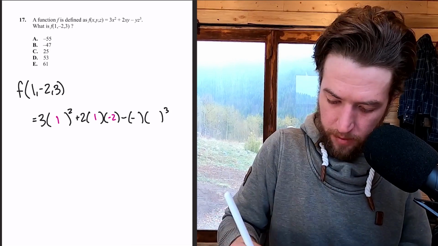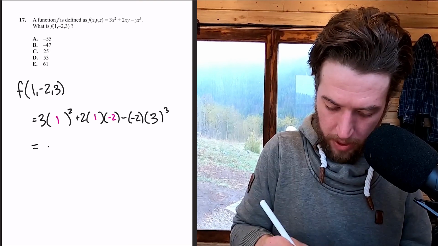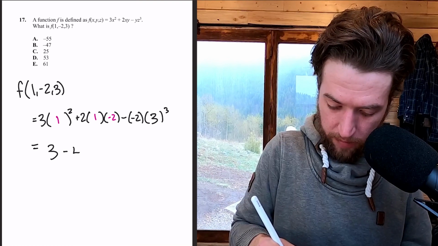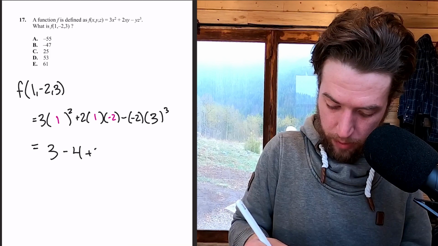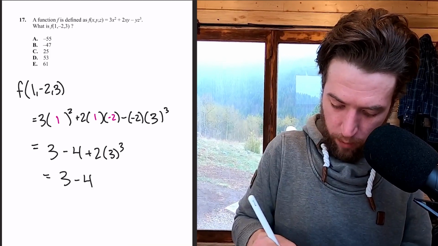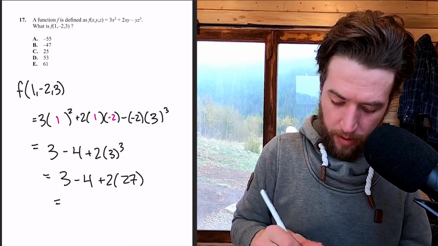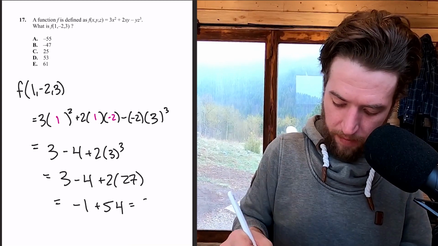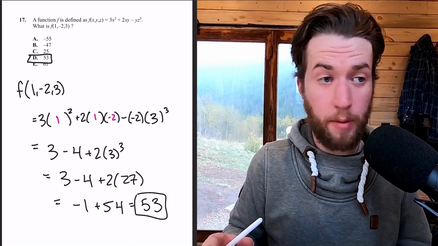Y is negative 2, and z is 3. All right, let's solve it. So 3 times 1 squared is 3 times 1. 2 times 1 is 2, times negative 2 is minus 4. And then minus a negative 2 is plus 2 times 3 to the third. So 3 minus 4 plus 2 times 27. 3 times 3 times 3. So then that's negative 1 plus 54, which is 53. Is that an answer? Oh my gosh, it is. Letter D. Love it when that happens.